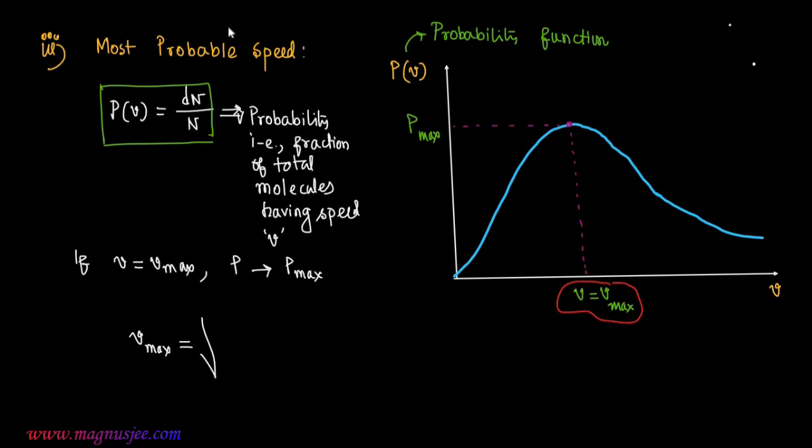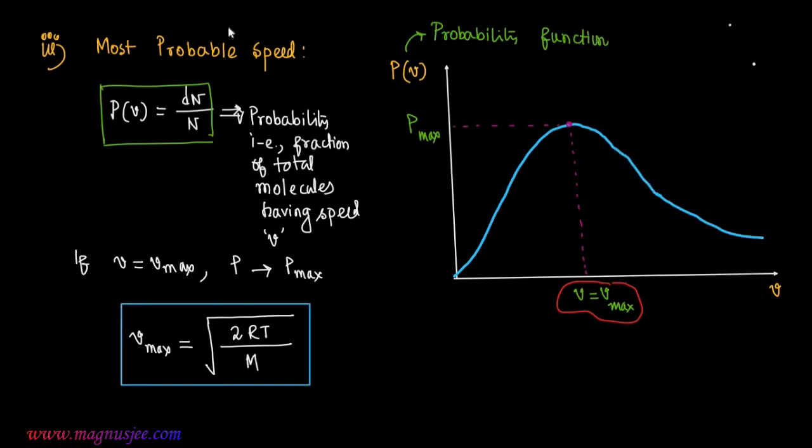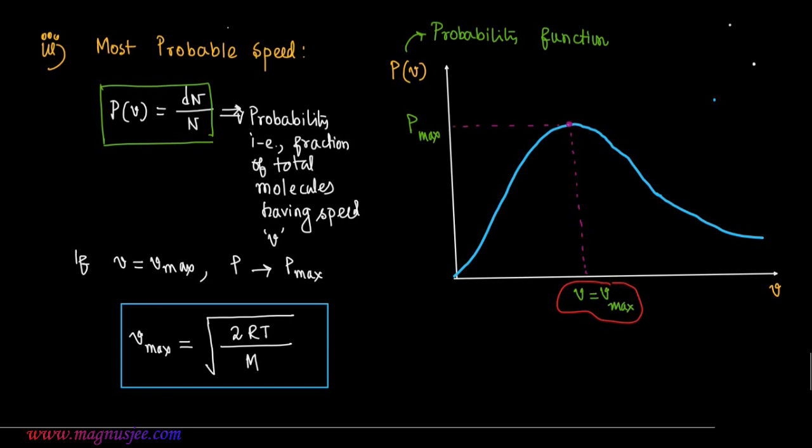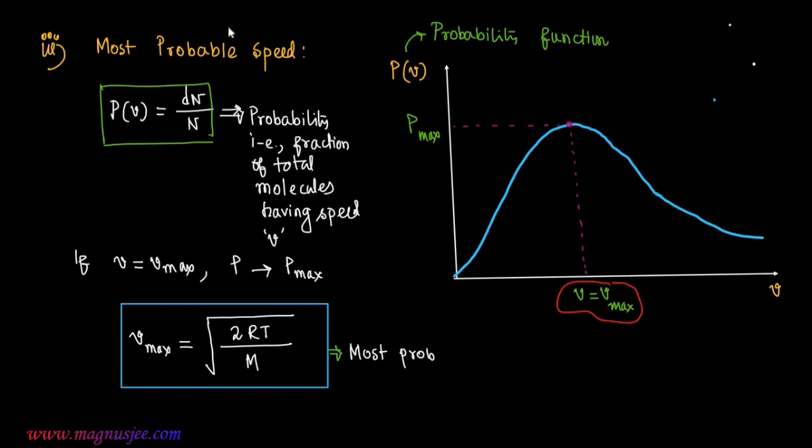The expression of Vmax will be root over 2RT by capital M. That is the most probable speed of gas molecules. This is the velocity or speed with which the maximum number of gas molecules are moving.